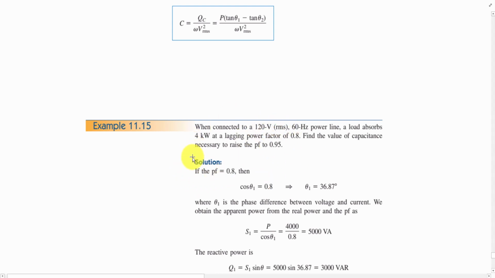If the power factor is 0.8, we figure out 36.87 degrees, and if theta is the phase difference between voltage and current, we obtain the apparent power from the real power and power factor, because the power factor is the ratio of the real power to the apparent power.